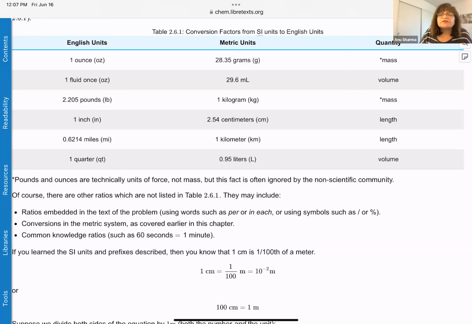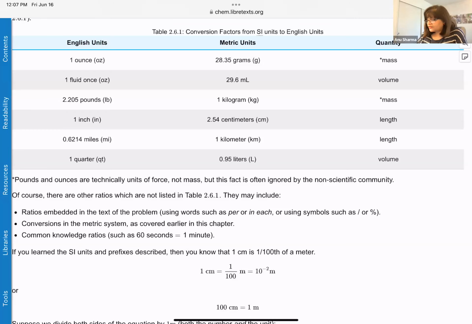But the English system or the US system is different. We still use an older method: ounce, fluid ounce, pounds, inches, miles, quarts. So these are being used. Now, there's a problem. If you have a measurement that is international, and then there's one in the US system, we need to have a method of equalizing the two.